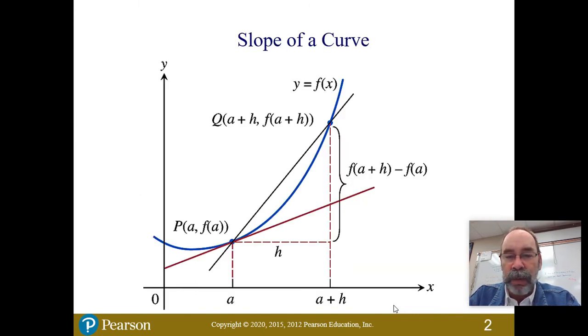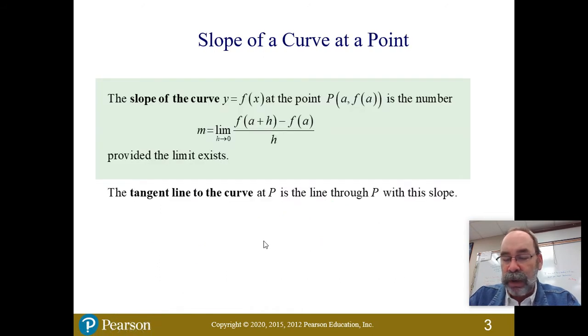So a little review. Remember slope of a curve. We're doing a secant line between P and Q, but we're making Q get closer and closer to P. That means our h distance is approaching 0, and that leads us to our slope. The slope is the limit as h approaches 0 of f of a plus h minus f of a, divided by h. So nothing is new there.